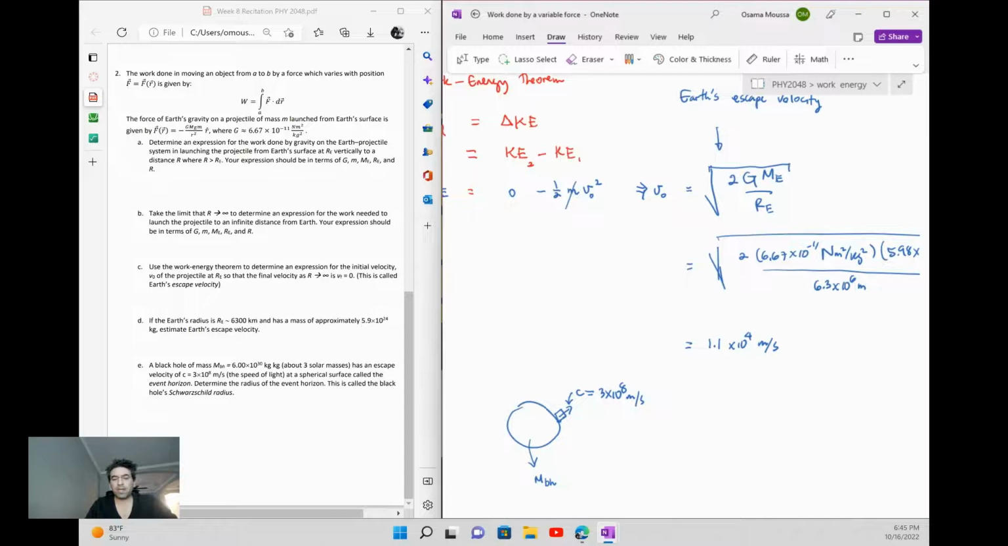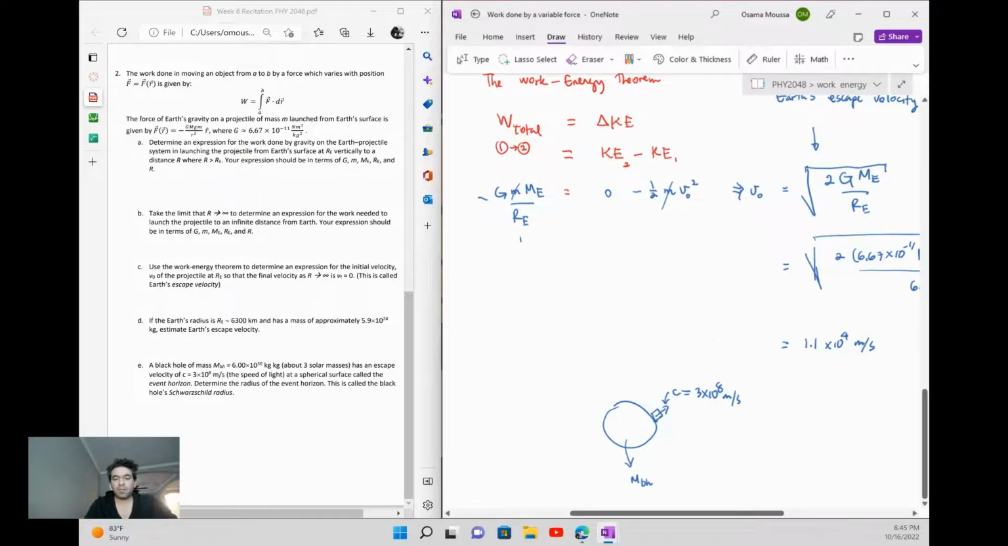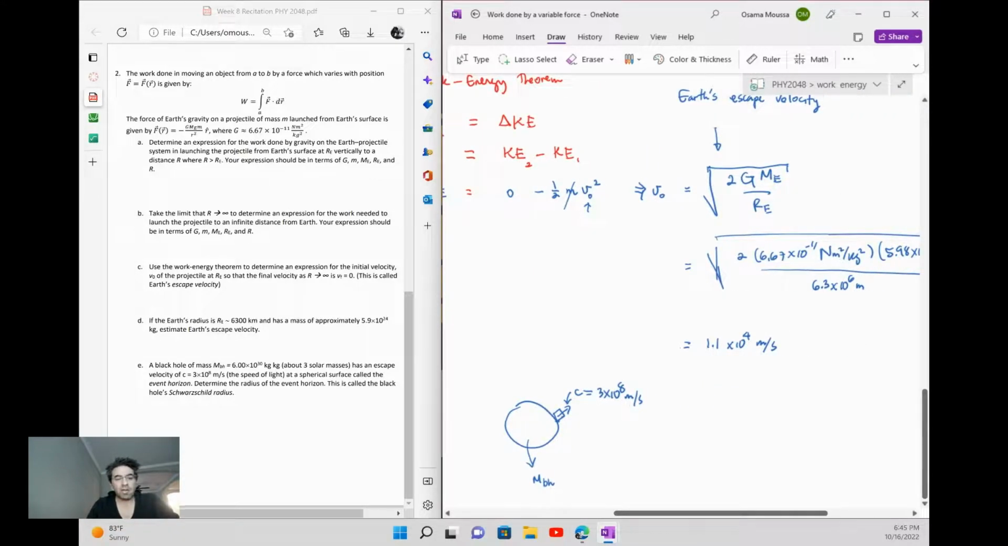And you could play the same game with the work energy theorem. You say, I have G, I have the mass of the black hole. I'm trying to find the radius of the event horizon. And in this case, I do have the escape velocity, so I can find the radius. So see if you can work this out.